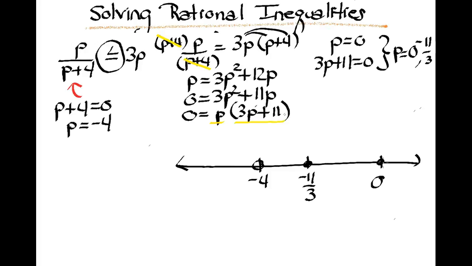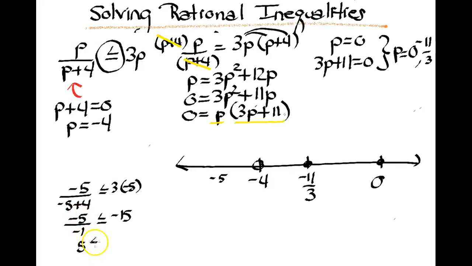Well, I'm going to do the same thing. I'm going to pick a test point from each of the regions. So I'm going to go ahead and pick negative 5. I'm going to plug that into my original inequality. And I get negative 5 over negative 5 plus 4 is less than or equal to 3 times negative 5. So I get negative 5 over negative 1 is less than or equal to negative 15. Negative 5 over negative 1 is a positive 5. Positive 5 is not less than or equal to negative 15, so I'm going to write F on top for false. That region is not part of my solution.